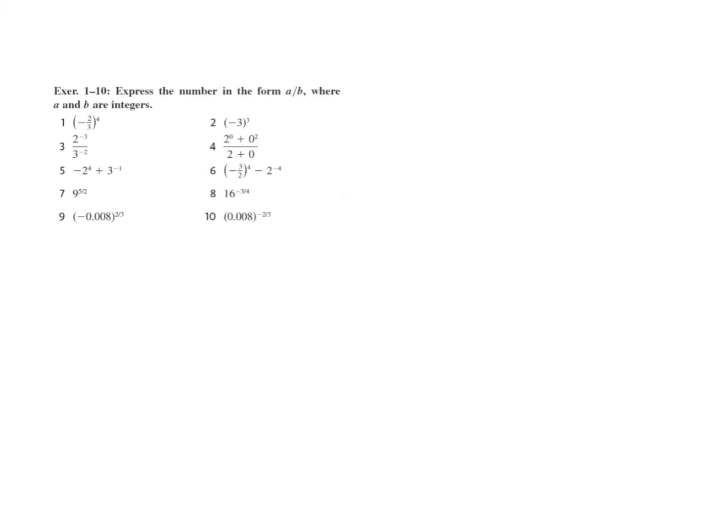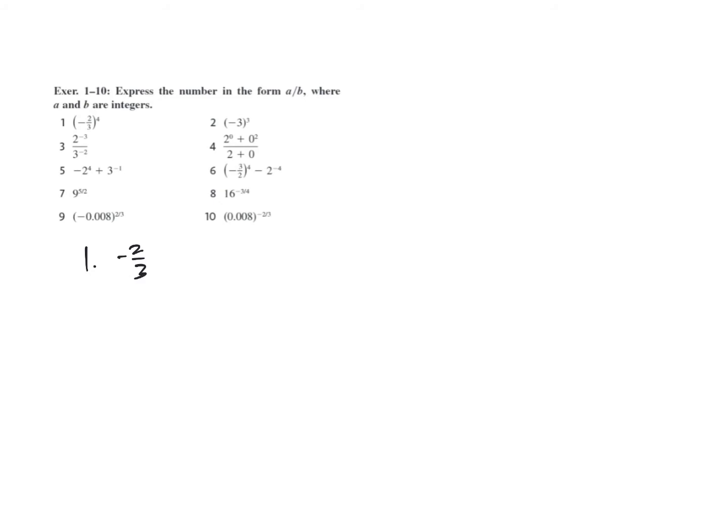Okay, 1.2, this is all about exponents. Number 1, express the number in the form of a over b, where a and b are integers. So you just have to work these out. So on number 1, you have negative 2/3 to the 4th power.